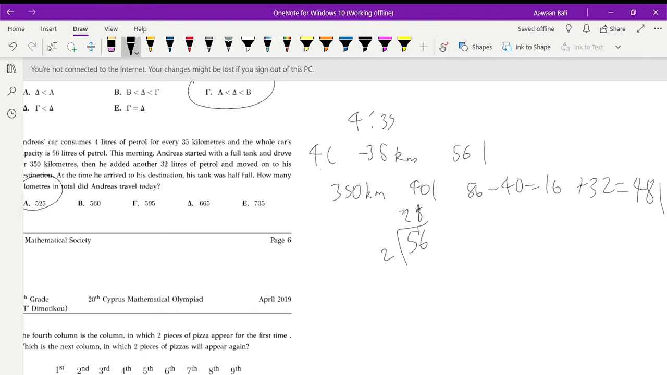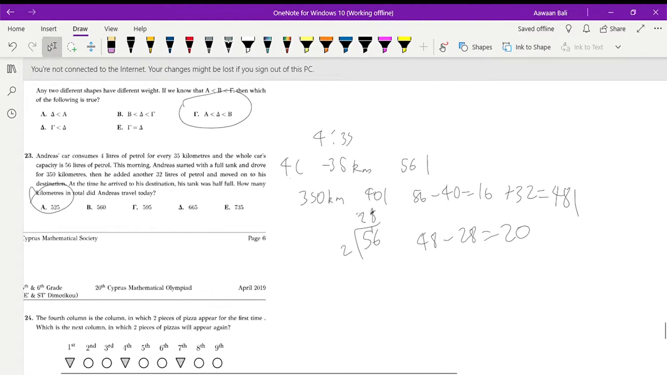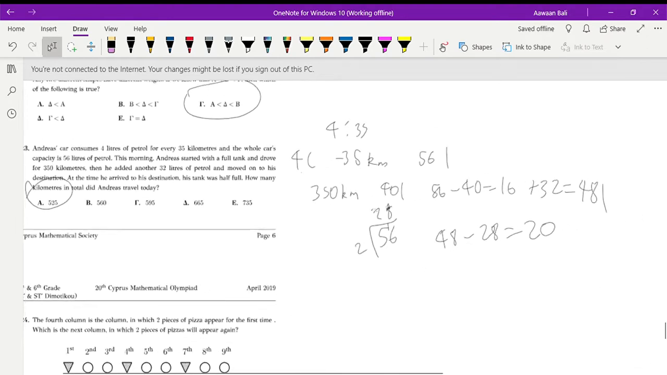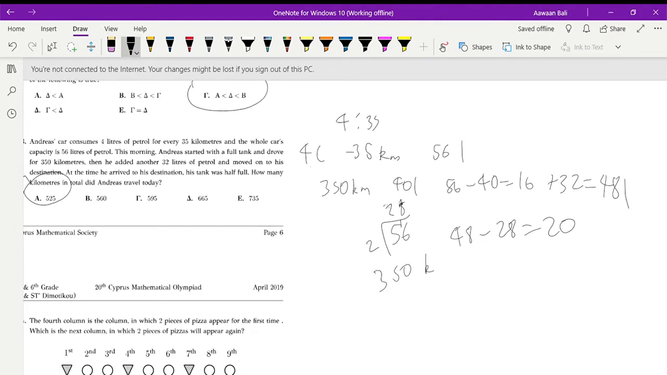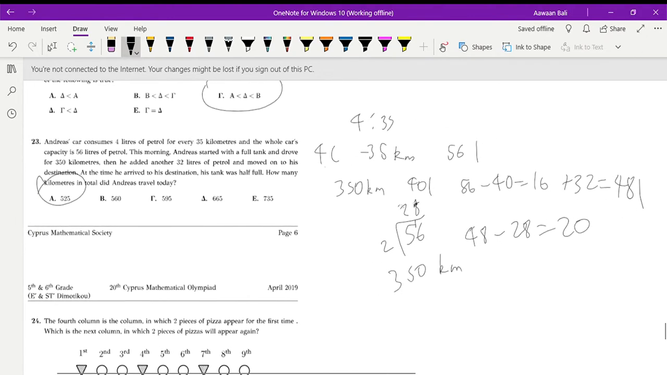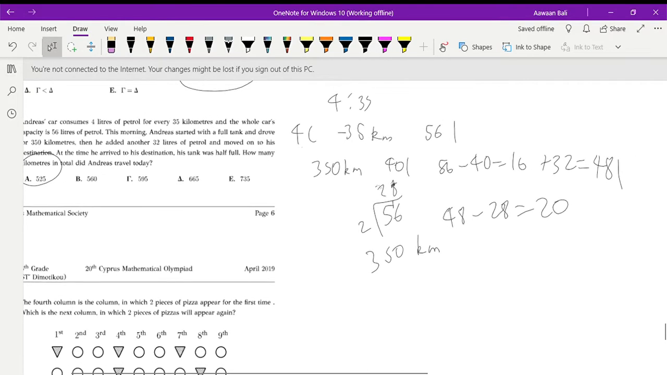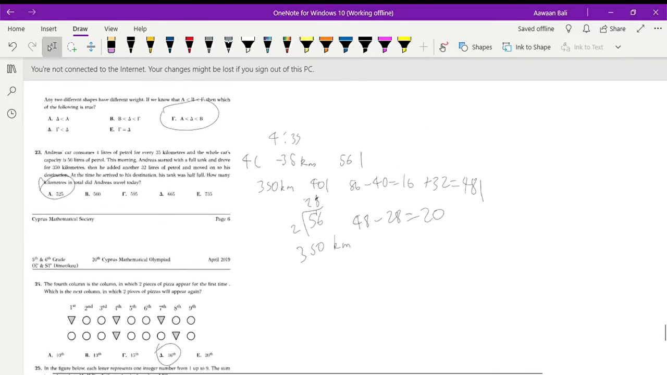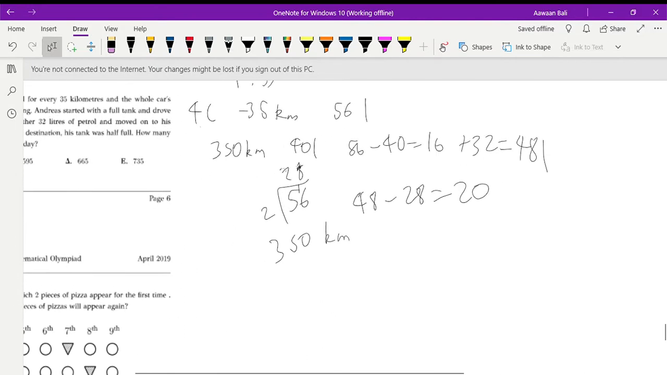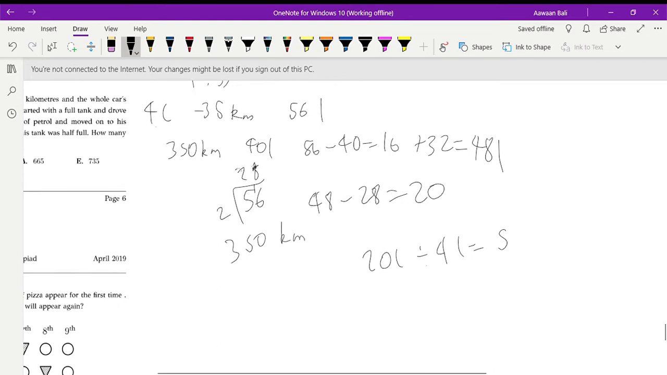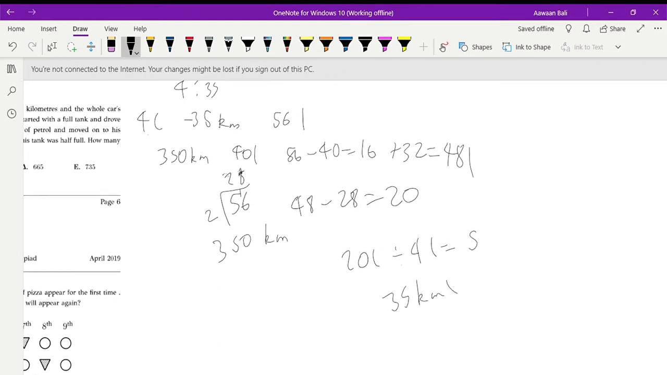Yeah, 28. So 48 minus 28 is 20, which means he used 20 liters. But now it says how many kilometers in total did Andreas travel today? So we have the 350 kilometers, and then he used 20 liters of petrol. So basically 20 liters divided by 4 liters is 5, which means 35 kilometers multiplied by 5 will be the distance.